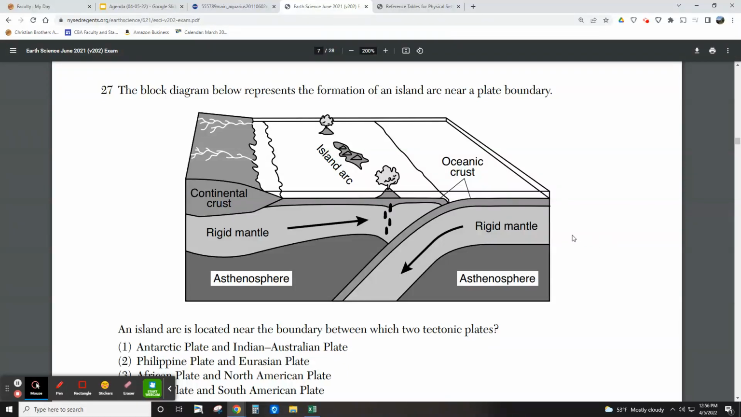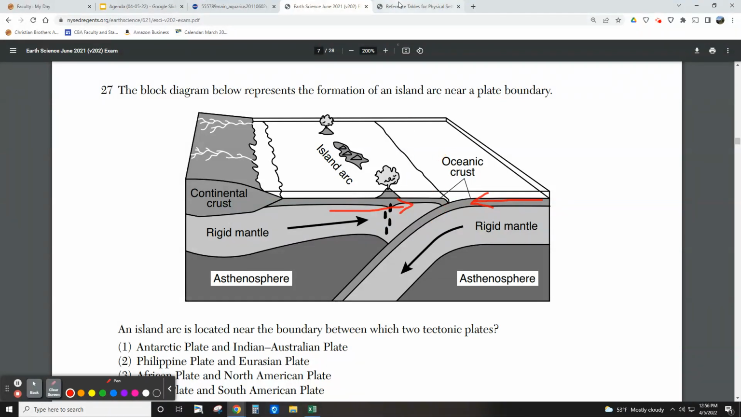Right, question 27. We have this block diagram which represents a plate boundary, and we need to figure out where this is in the world. So let's analyze a couple of things first off. These two plates, as you can see, are running into each other. There's an arrow running this way and an arrow going this way. And that means that this area is converging. It's a convergent plate boundary.